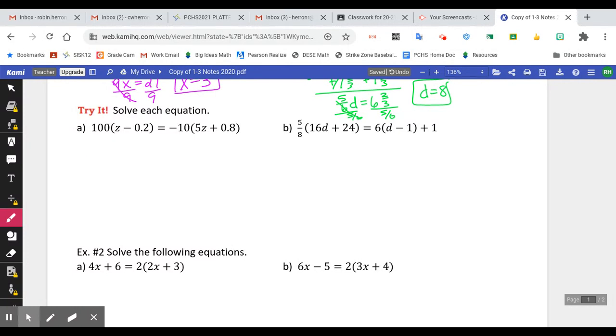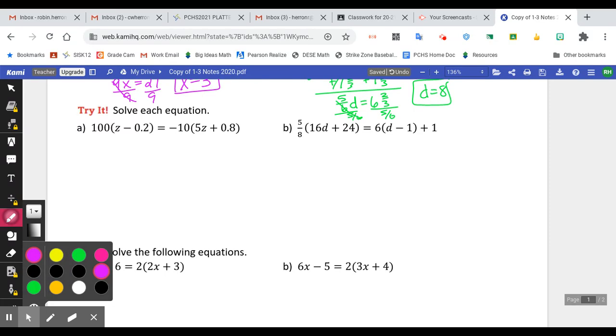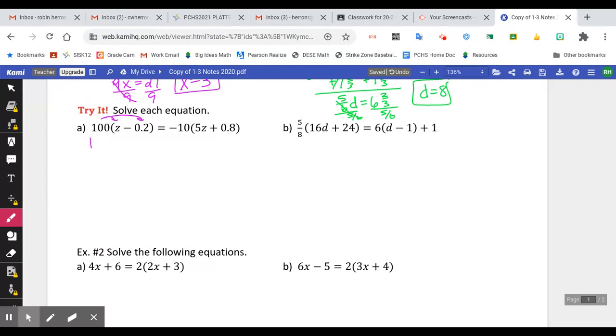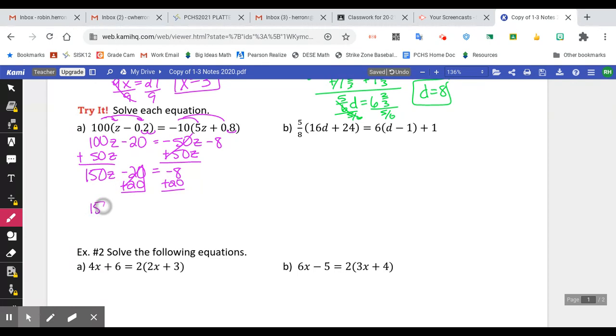Okay. So if you pause and come back, we should be at this letter A. So 100 needs to be distributed. So we get 100z minus 20 here. -10 distributed would give you -50z. And here would be -8. So if I add 50z to both sides, I get 150z minus 20 equals -8. So add 20 to both sides. 150z equals 12. And if I divide by 150 on both sides, let me check my answer here to make sure I'm right. You should have z equals 0.08.